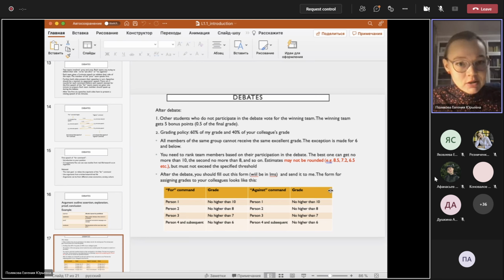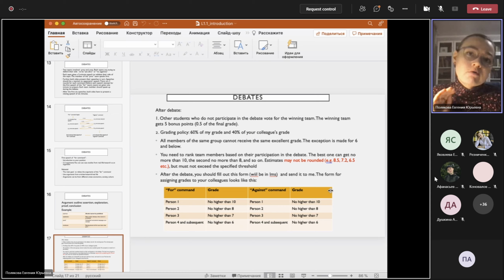60% of my grade, my decision, and 40% of your colleagues' grade. It means that people who do not participate in the debate should decide about the grades of the members of the team. Then all members of the same group cannot receive the same grade. The exception is made for 6 and below.